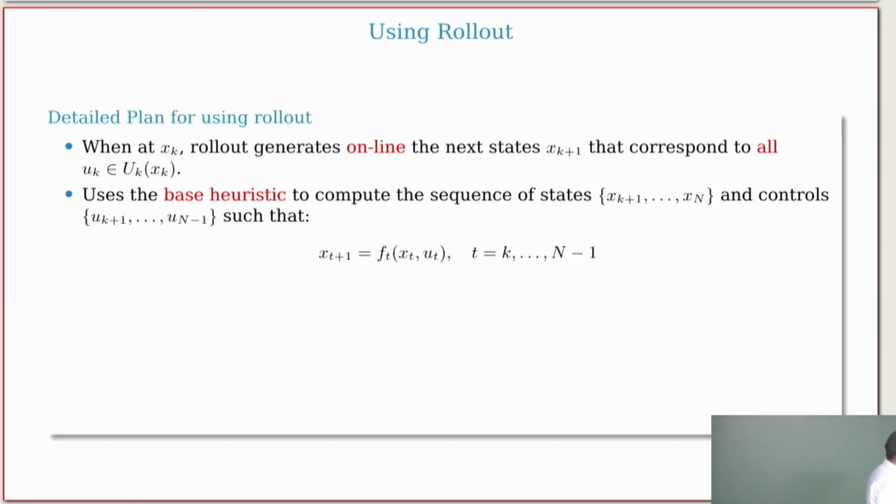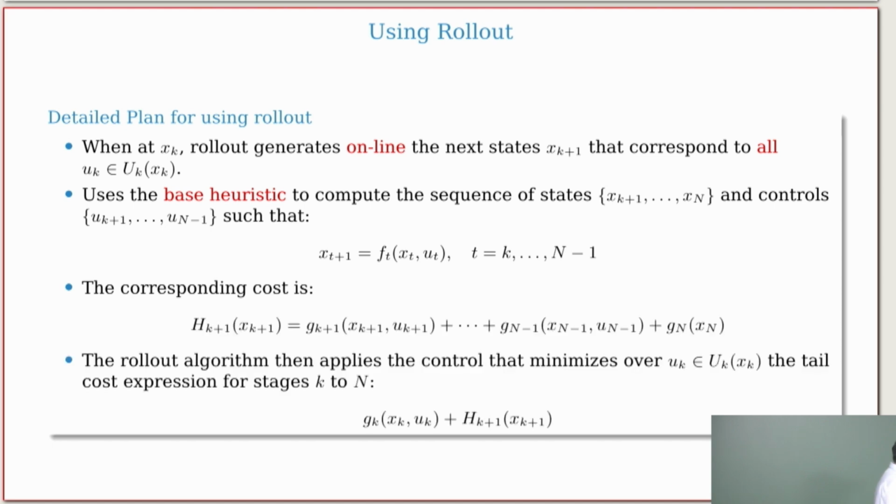So when at xk, rollout generates online the next states xk plus 1 that correspond to all uk in Uk, and then we use the base heuristic to compute the next sequence xk plus 1 to xn, and the controls uk plus 1 to un, such that we have this xt plus 1. It should be k, I guess, right? No, t is there. Okay, so xt plus 1 will be from xt. So basically, there is a way to generate this, and the corresponding cost is given by the heuristic onwards.